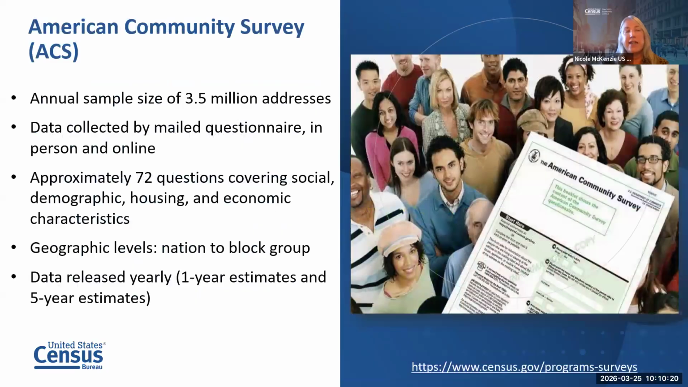So that's the decennial. And then the next survey, the American Community Survey, this is our largest survey, and this actually is the old long form of the decennial. We sample about 3.5 million addresses annually. We're out there all the time collecting this information. And then we release the data in 1-year estimates and 5-year estimates. So it also collects data from the national level all the way down to a block group level. And I'll tell you a little bit more about that when I get into the geographies. But there's approximately 72 questions on this, and it really covers social, demographic, housing, and economic characteristics. So there's a link here too, and it will tell you all about the American Community Survey.